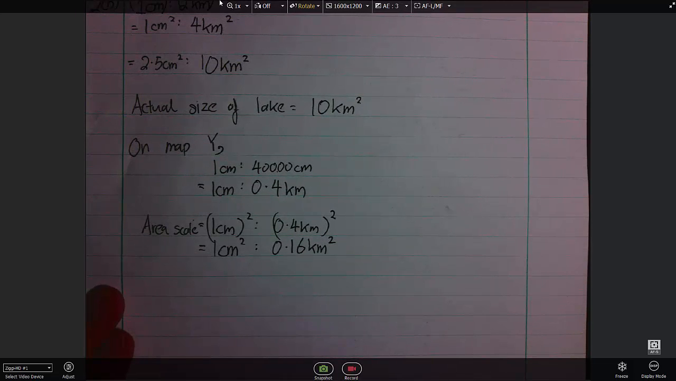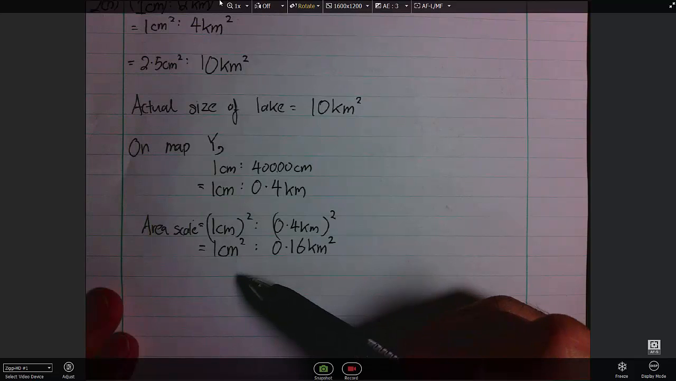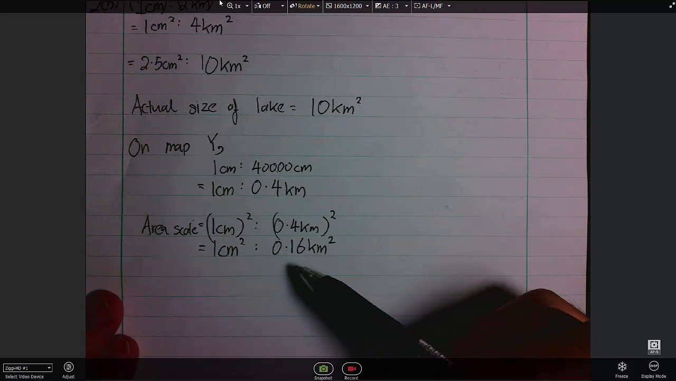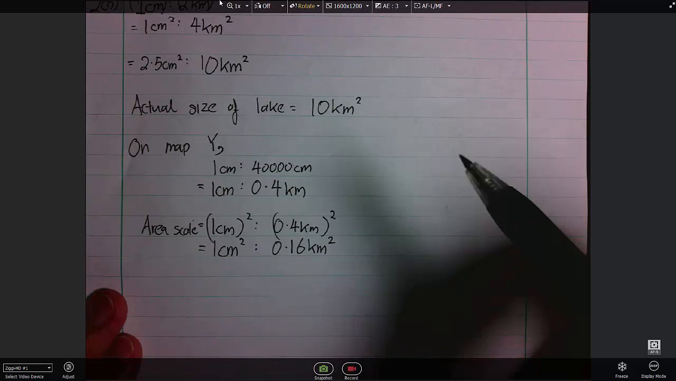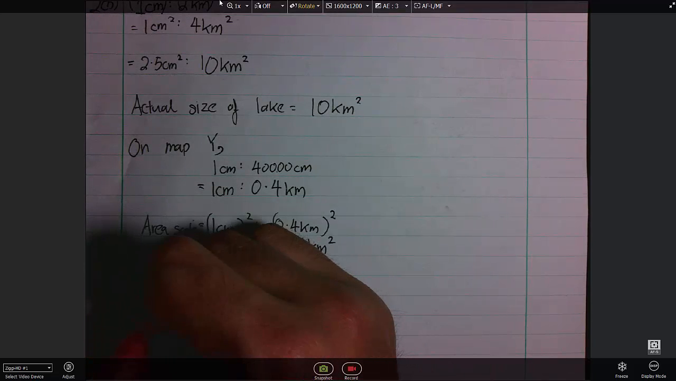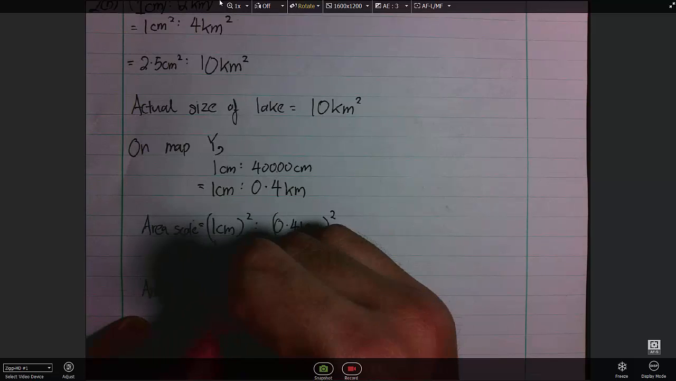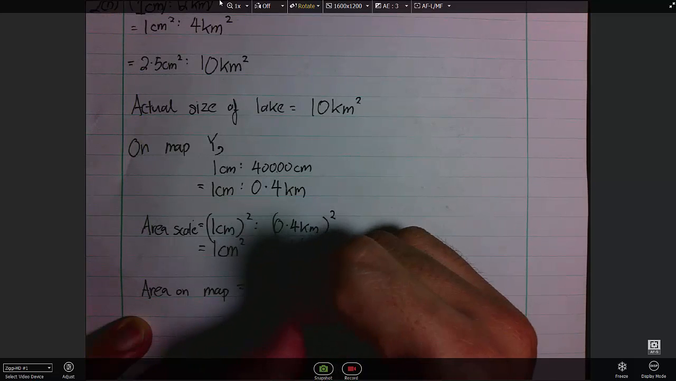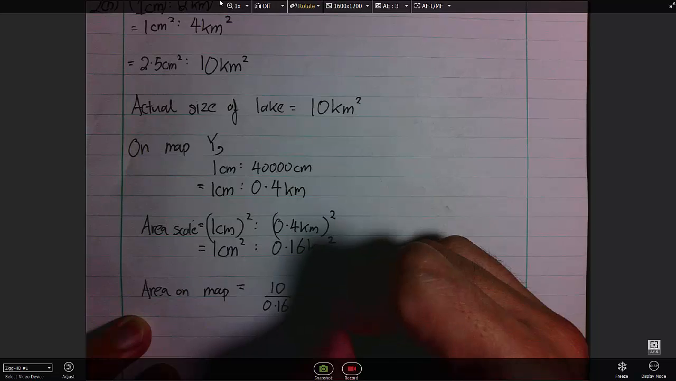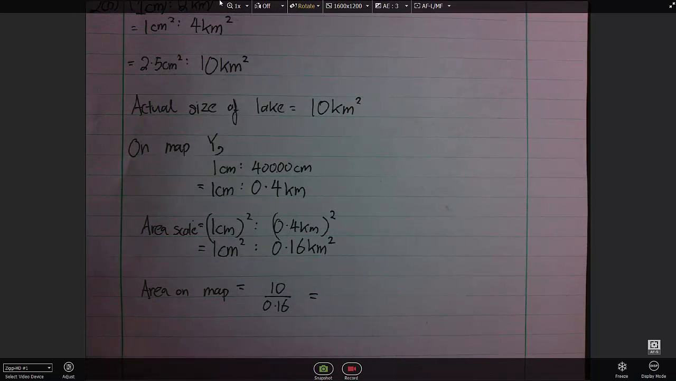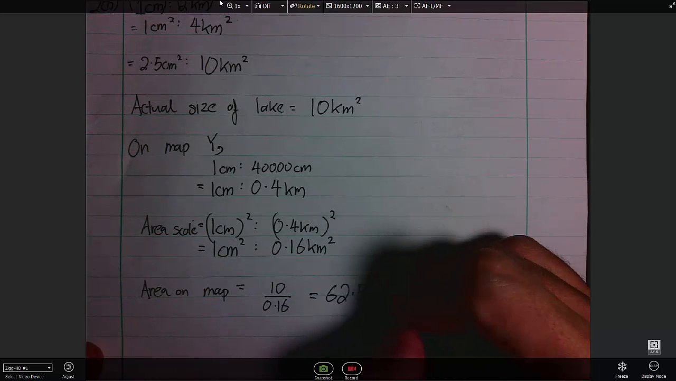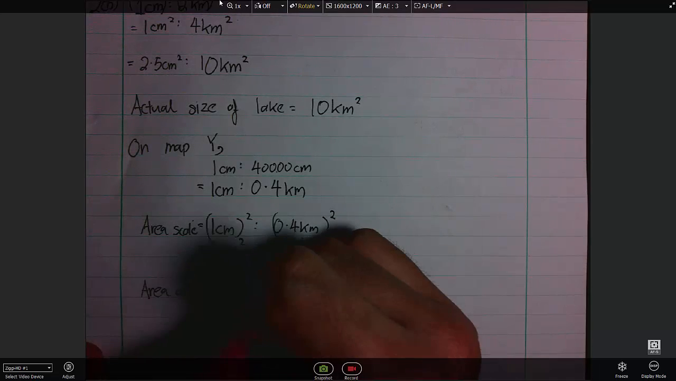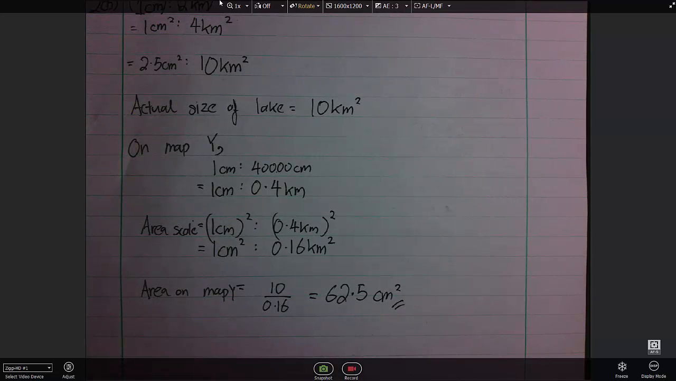Then now the actual area: for map Y, 1 cm square on the map represents 0.16 km square in real life. So in real life I'm trying to find the actual size of the lake, which is 10 km square. So to find the area on the map, I simply take 10 divided by 0.16. So 10 divided by 0.16 gives me 62.5 cm square on map Y. And that's it for the corrections.